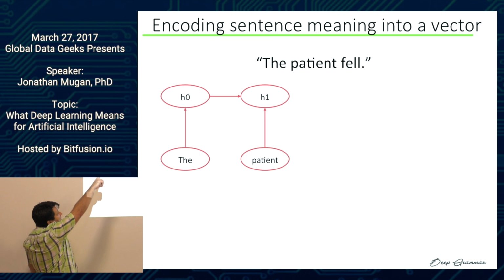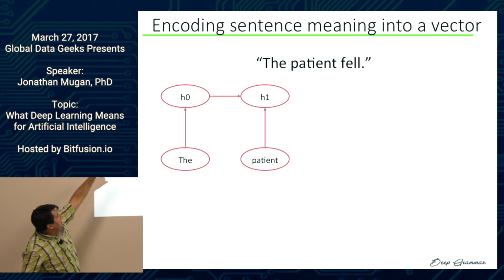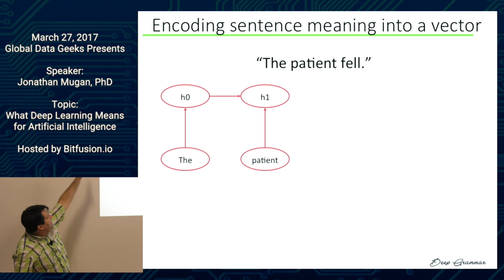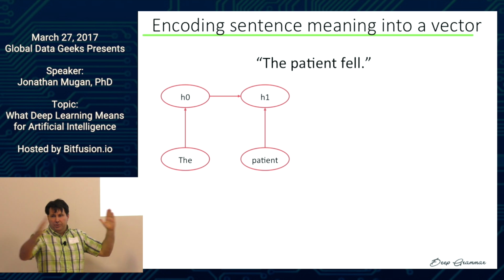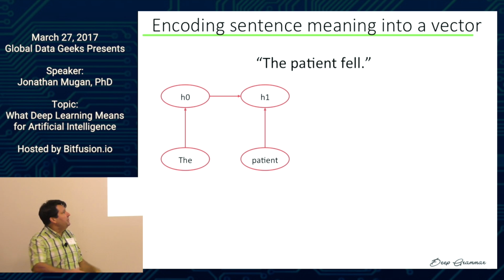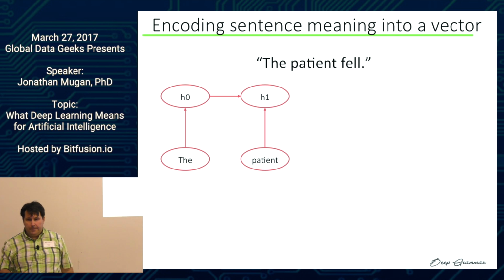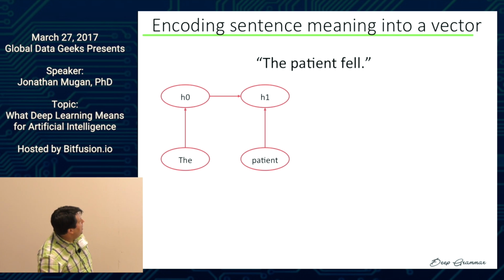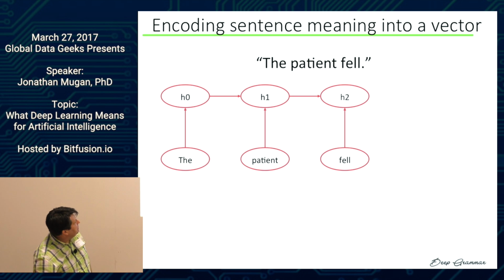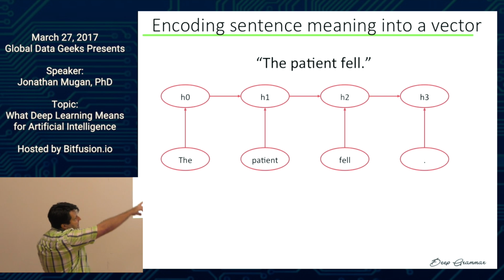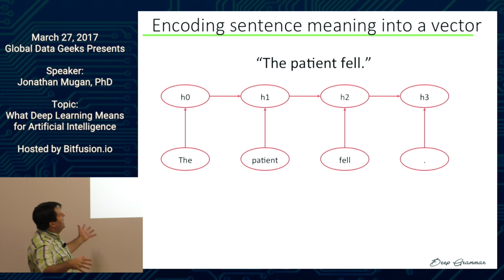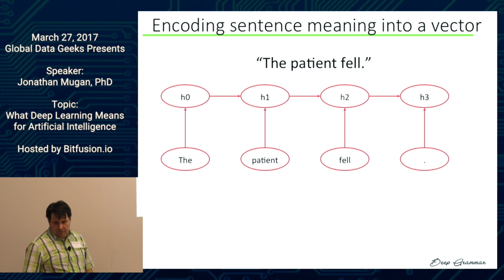So this neural network sits right there where the arrows come into H1 and takes H0 and combines it with patient and gets some new vector of the same length. So if your vectors are length 300, this vector is still length 300. Okay? And you keep going until you reach some stop symbol. And that last vector, H3, is now your sentence vector.